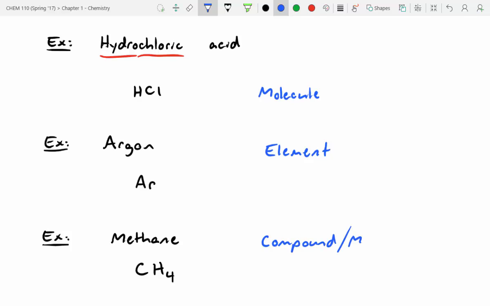You can say compound or molecule. It really doesn't matter. I use them interchangeably all the time. I know it can be confusing for people at first. Methane is also found in natural gas. It's often used in your homes to heat or to heat your water. Are there any questions with this?